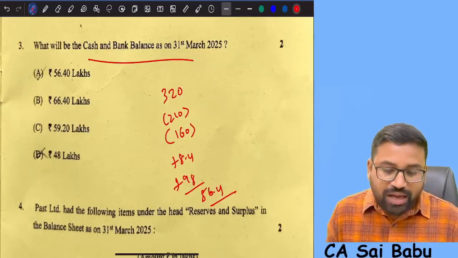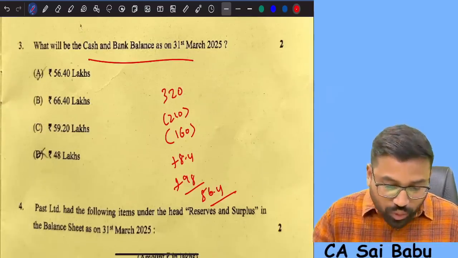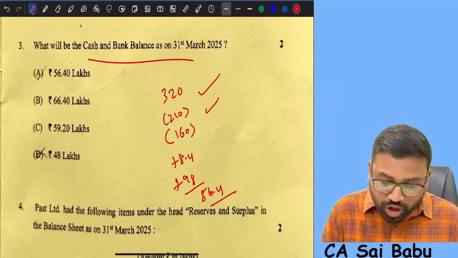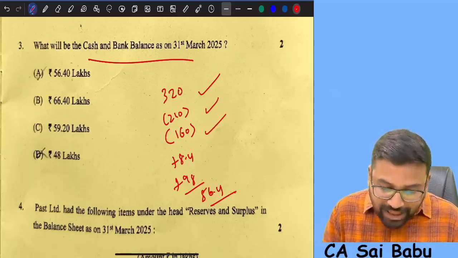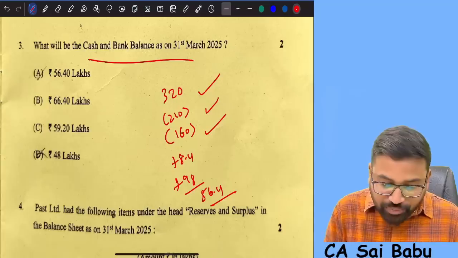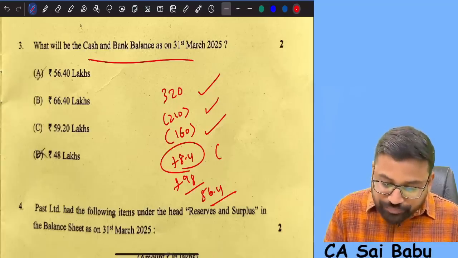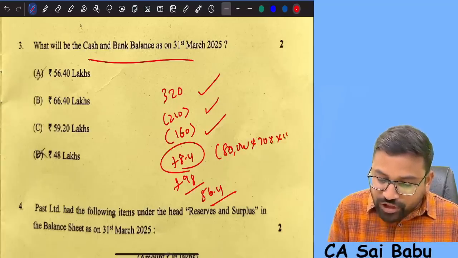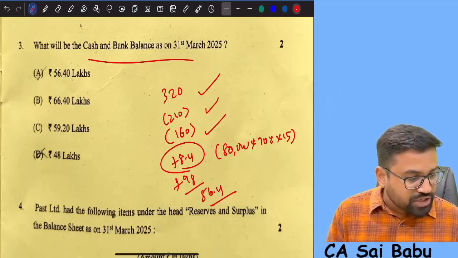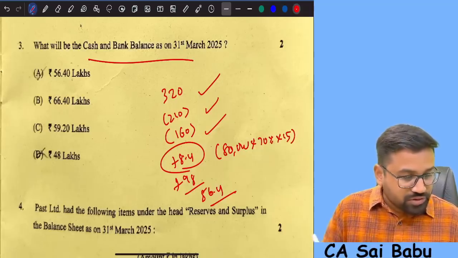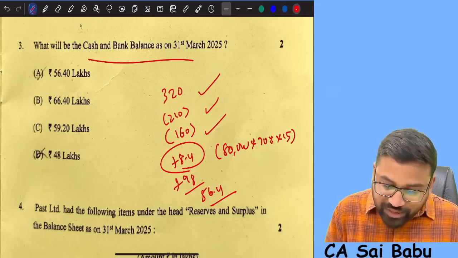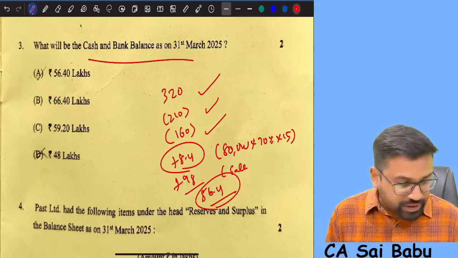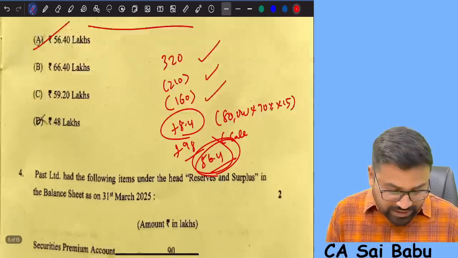What will be the cash and bank balance as on 31st March 2025? Original cash balance 320, sir. How much you used for redemption of preference shares? 210. How much is used for buyback? 160 plus 8.4. What is this 8.4, sir? Because of the ESOPs. 80,000 ESOPs, 70% exercised, 15 rupees is the price, right? So 80,000 into 70% into 15. So it will be 8 lakh 40 plus 98. What is this? Investment, sale of investment. So therefore 56.4 is the answer for this.